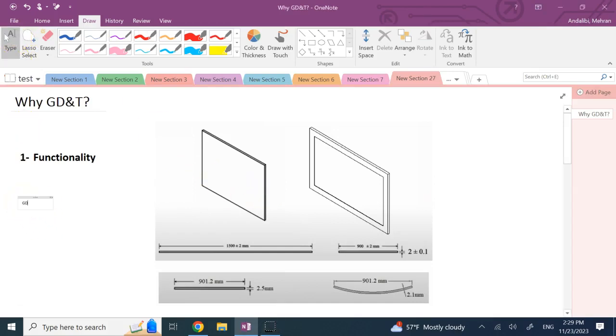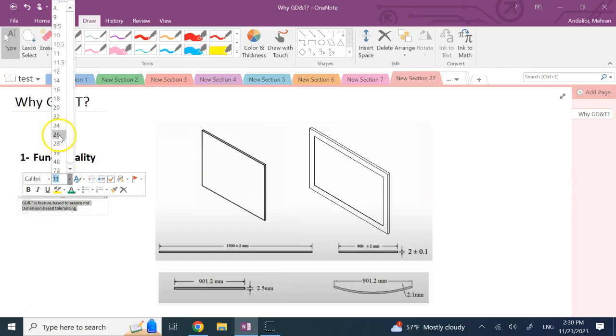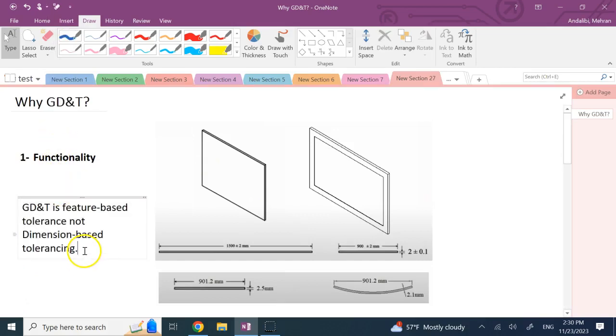So let me add that for you here, that GD&T is feature based tolerancing, not dimension based tolerancing. Okay, this is an important thing that we need to keep in mind. That's the major difference. And you might say, fine, they are different, but what does it bring to us, right? So let me show you.